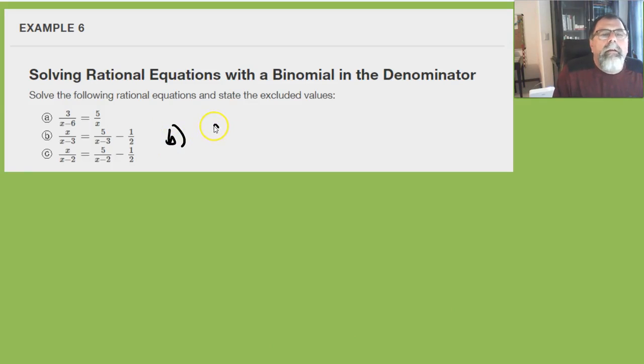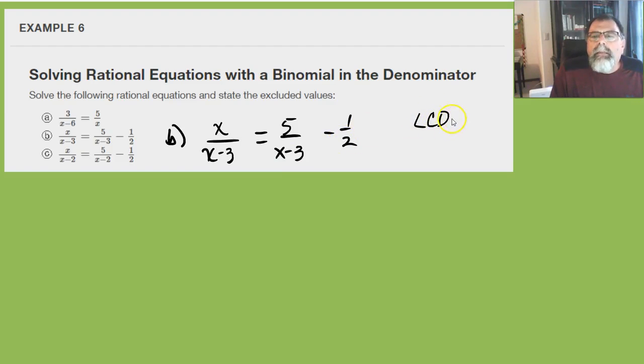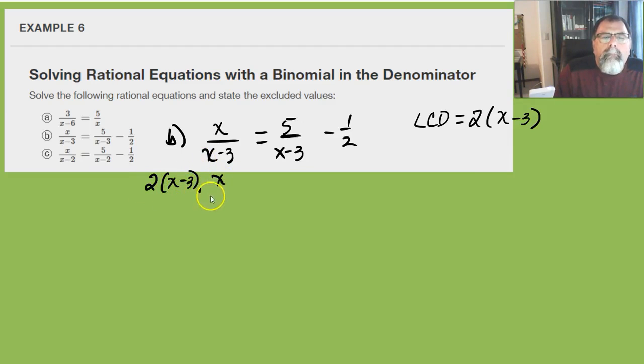Okay, so x over x minus 3, 5 over x minus 3. So my LCD is going to be, I need an x minus 3 and a 2. So it's 2 times x minus 3. So I'm going to multiply everything by that LCD. And I got to distribute it, so it's going to be to both things.